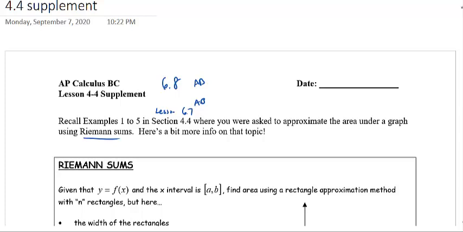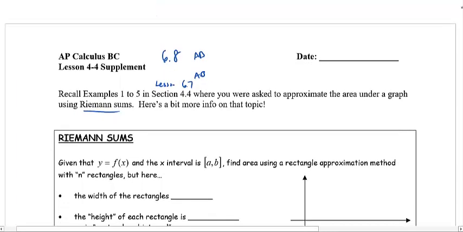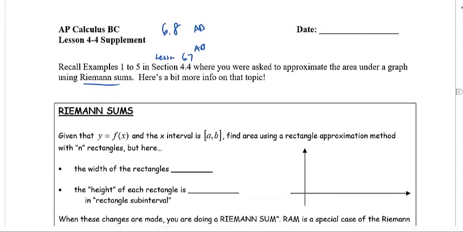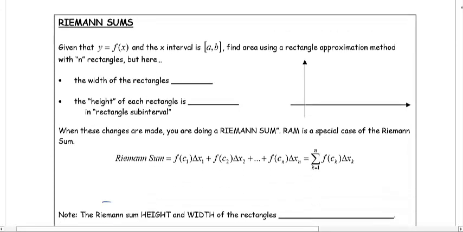Alright, this is the lesson 4.4 supplement in the Calculus BC course, and if you're doing the AB course, it's the 6.8 supplement. So recall examples 1 through 5 in section 4.4 for the BC group and section 6.7 for the AB group, where you were asked to actually find area under the graph using these things called Riemann sums. Well, let me explain this topic just a little bit more.